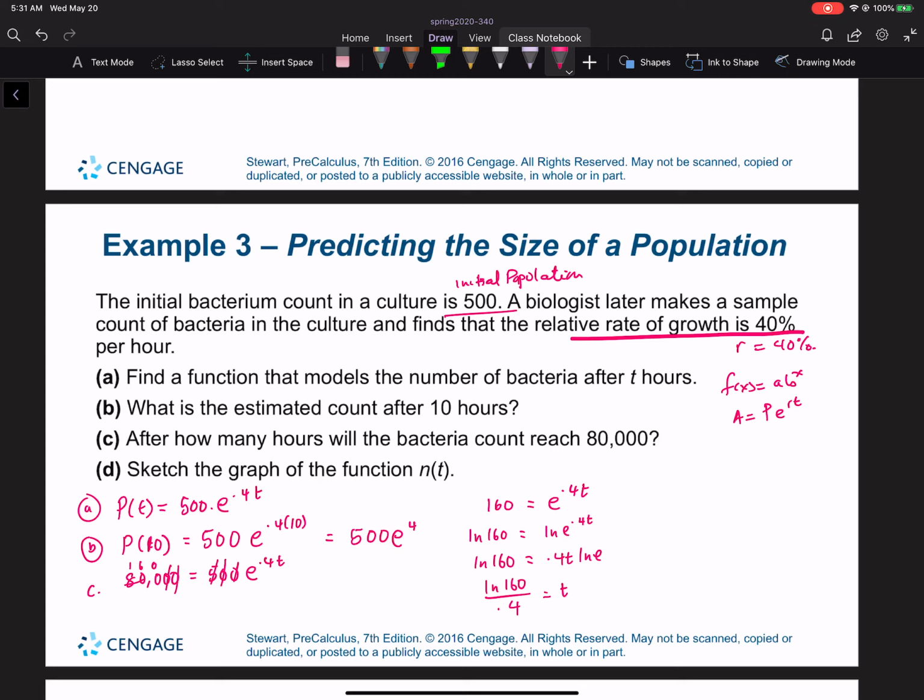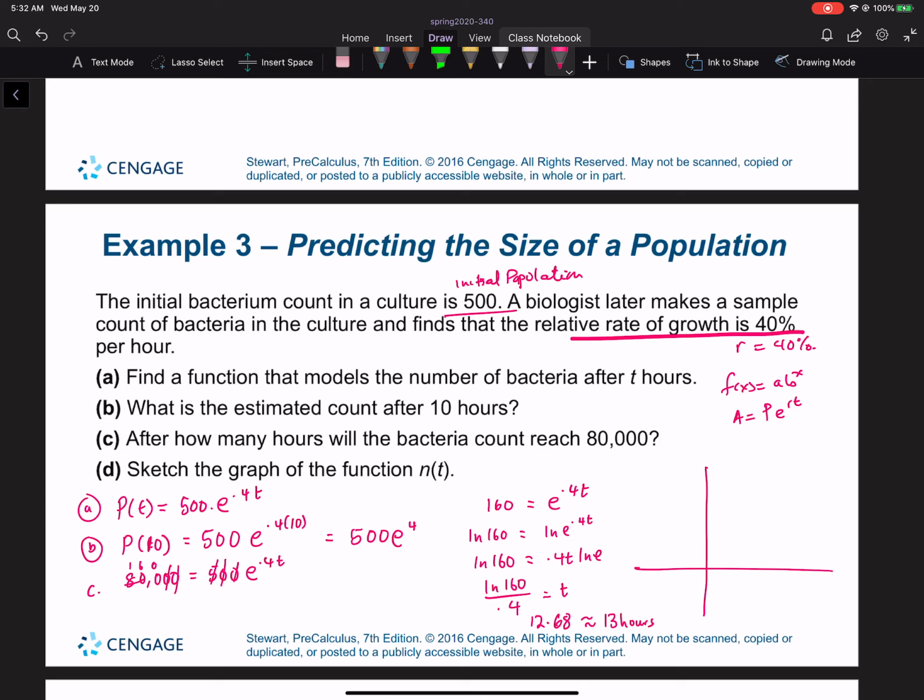So in this case, if I try to plug that into my calculator, ln 160 divided by 0.4, I end up getting about 12.68. So it's roughly 13 hours. If you're looking at it as a whole number, you can round it, or you can leave it as 12.68. And then it says sketch the graph of this function here. So we know that it's an exponential function. So we know it's growing, all right? So we know the shape.